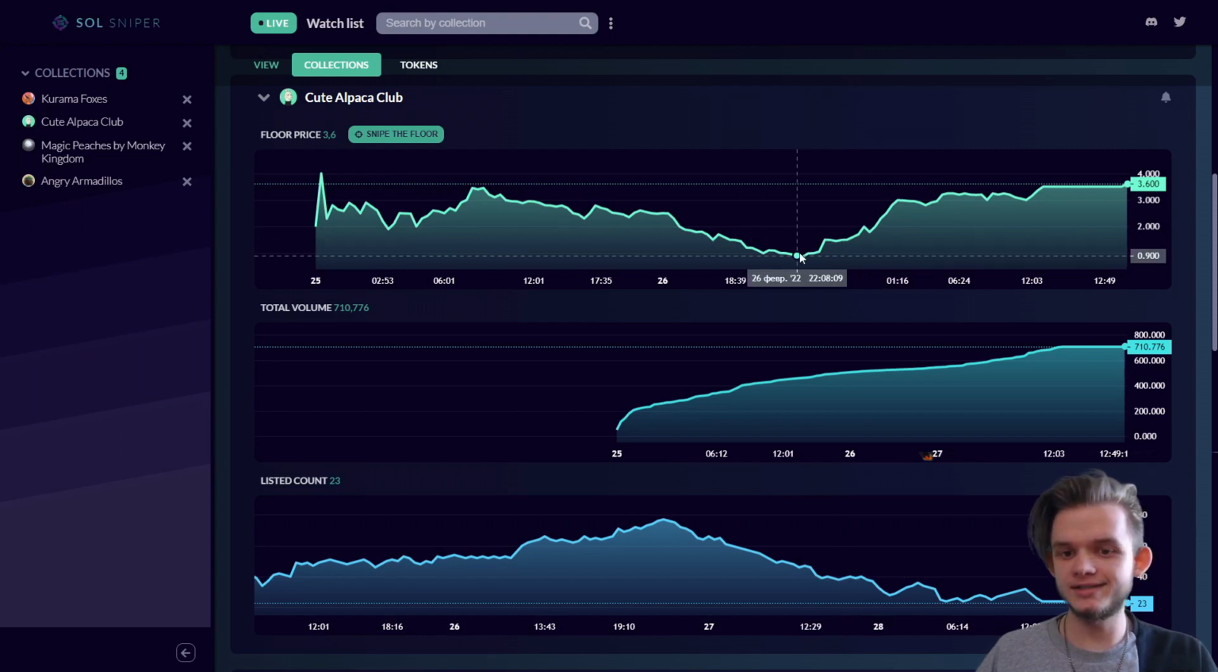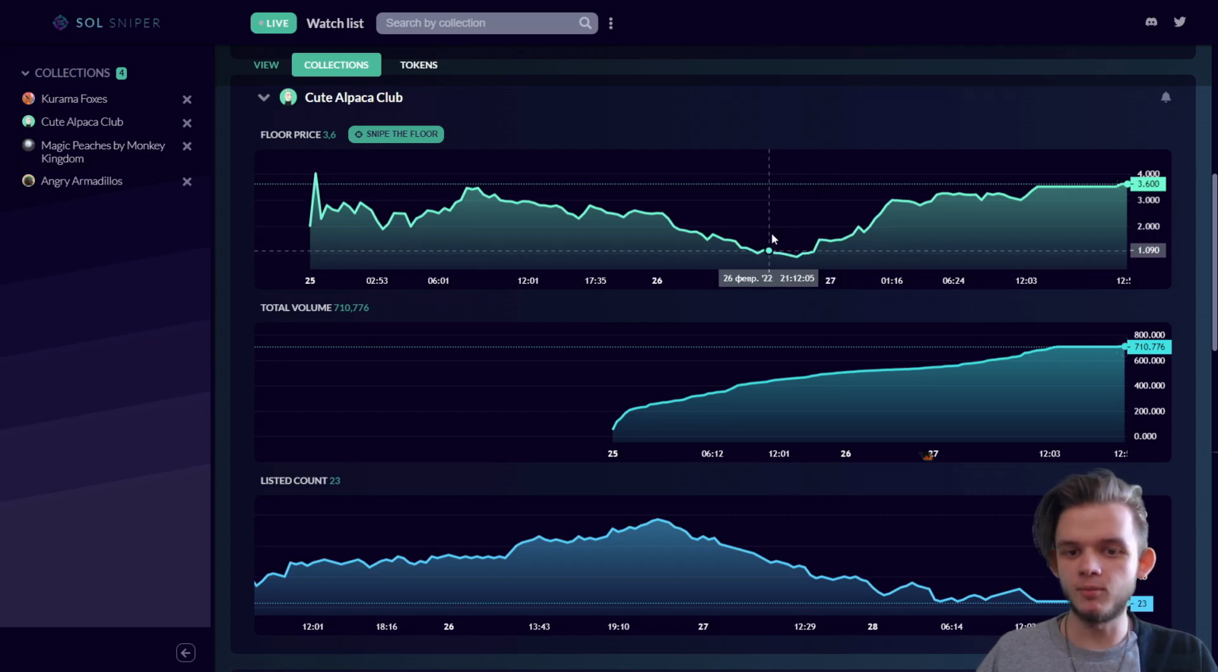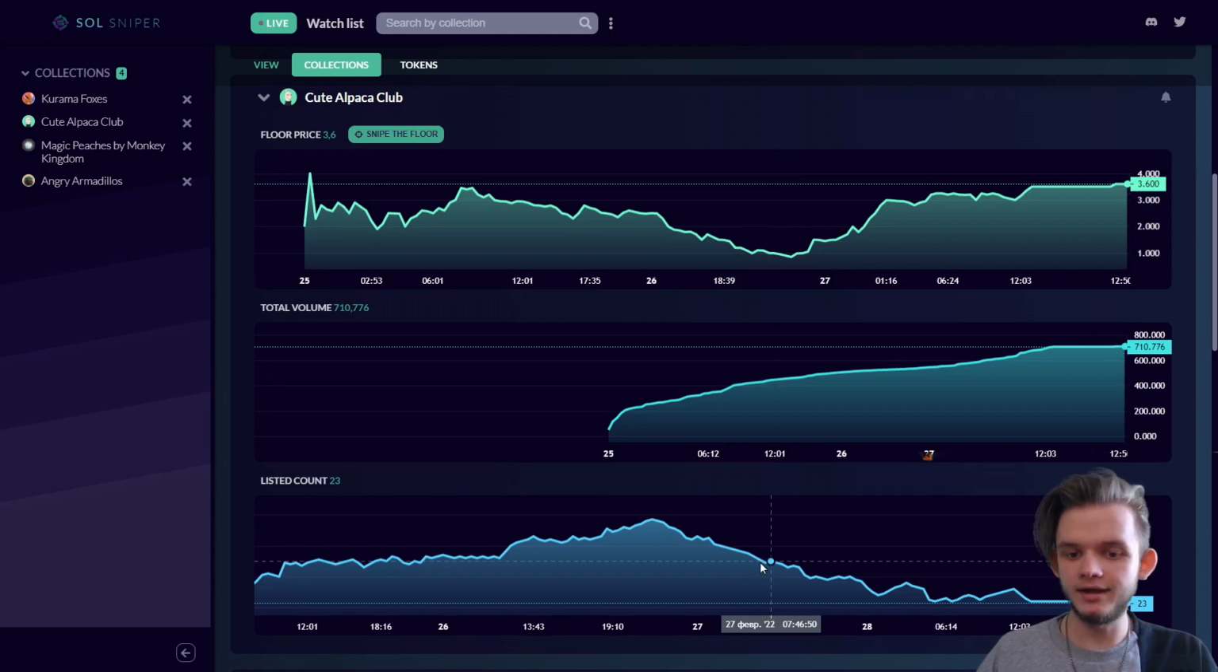So here we are, guys. Again, everything here is very simple. We don't really care what's going on with the floor price. It must not be falling down hard, and it must not be moving up really fast, because then we can't get much profit from it. It must be something like flat, maybe like 1 SOL, 0.9, like here. This is the perfect point to get in, the perfect point to enter. And again, we see these factors: total volume must go up and listed count must go down.